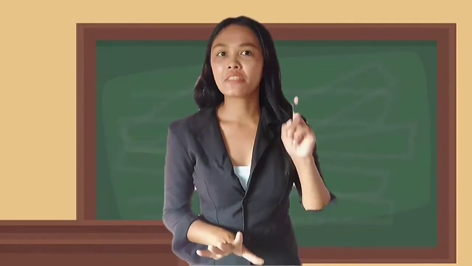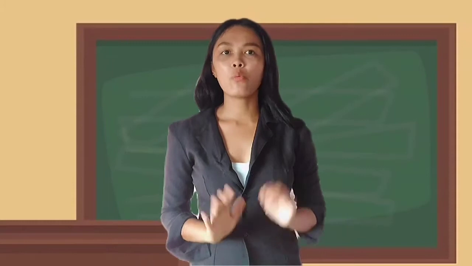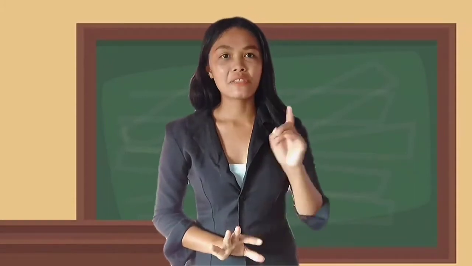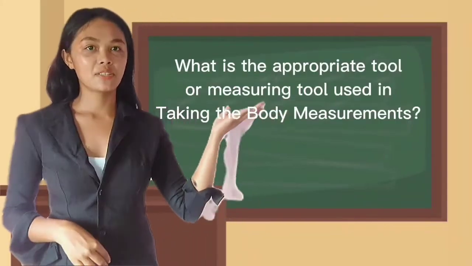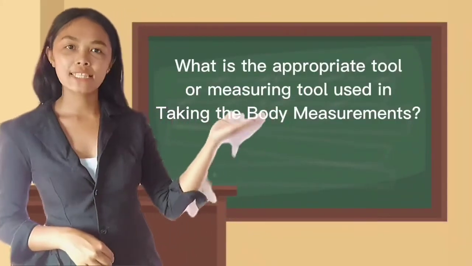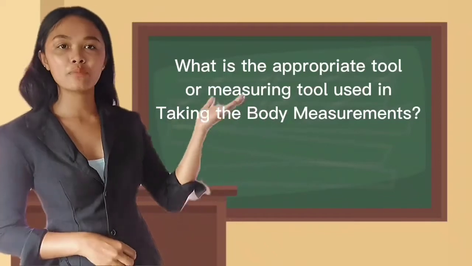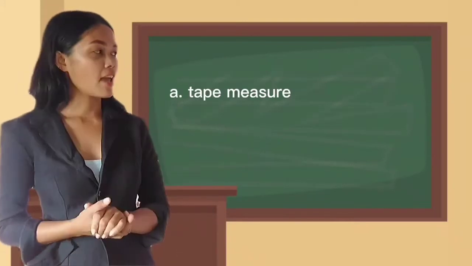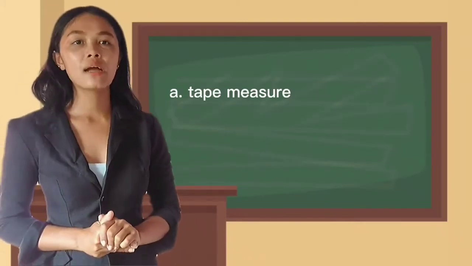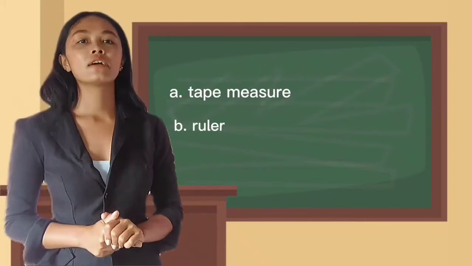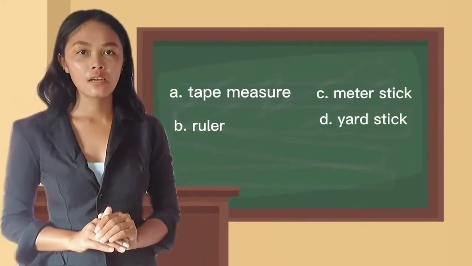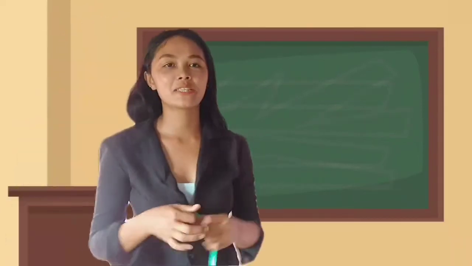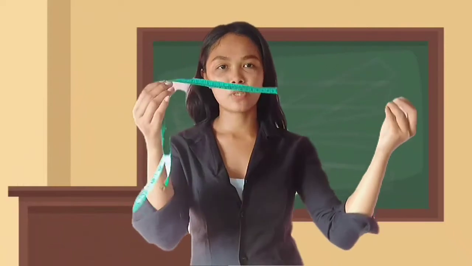Now, there is one tool that we are going to use in taking the body measurements. So what is that tool? On my screen there is a question. What is the appropriate measuring tool used in taking the body measurements? A, tape measure. B, ruler. C, meter stick. Or D, a yardstick. The answer is tape measure.